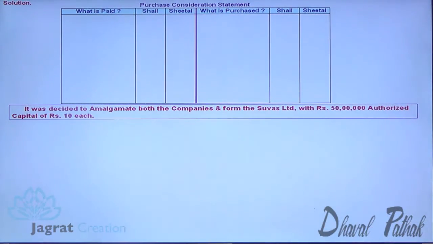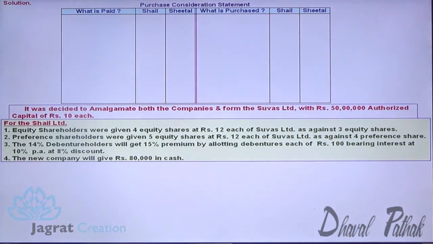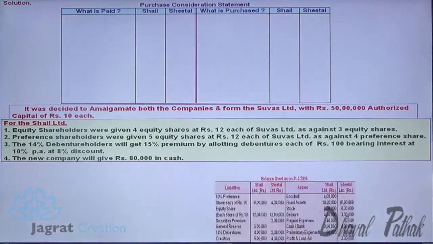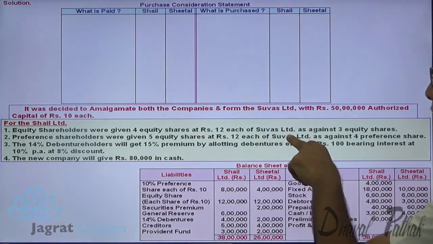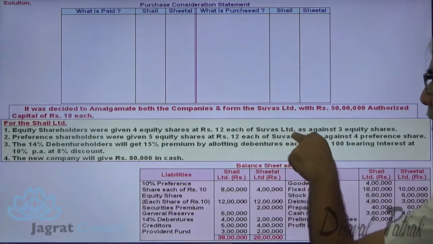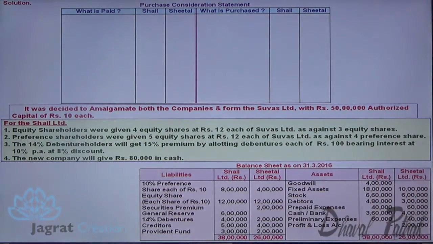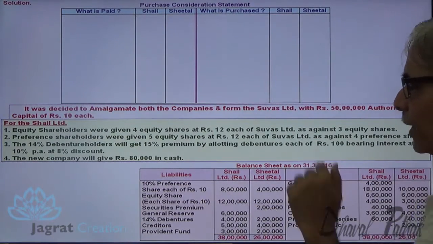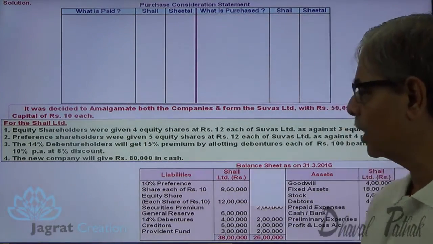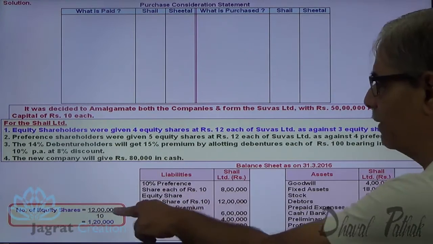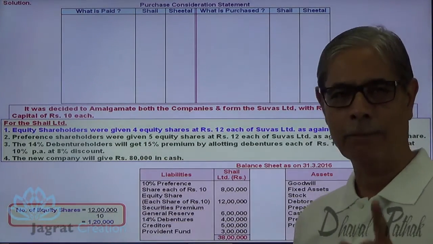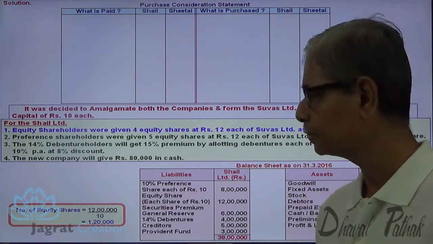They have decided to amalgamate and form a new company, Suvaas Ltd, with rupees 50 lakhs authorized share capital of rupees 10 each. Equity shareholders will be given 4 equity shares at rupees 12 each in Suvaas Ltd, the purchaser, as against 3 equity shares. 12 lakhs is the share capital, shares of 10 each. So let us first find out the number of equity shares in case of Shail Ltd. 12 lakhs divided by 10, 1,20,000 are the number of equity shares in case of Shail Ltd.